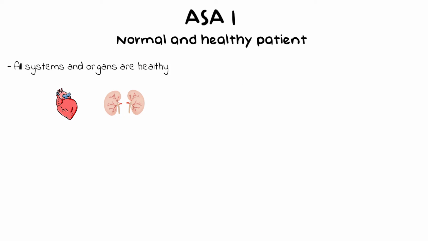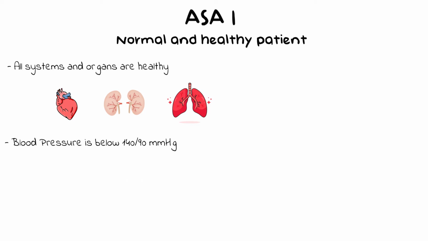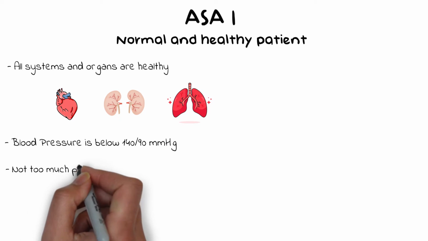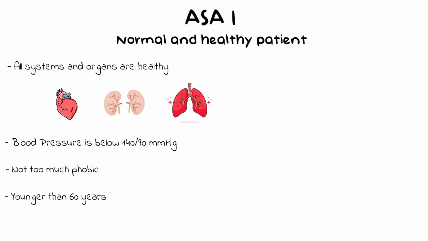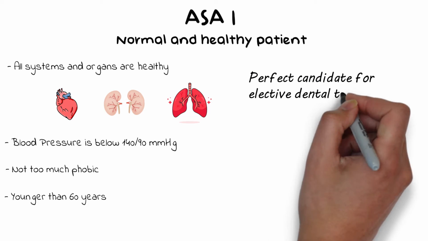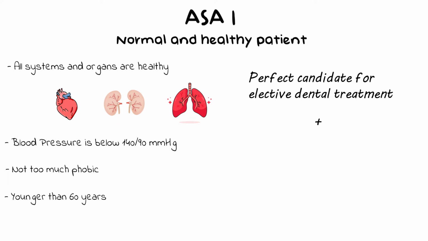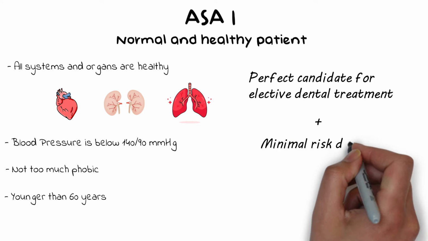So ASA 1 patients are normal and healthy, meaning that all the systems and organs, such as the cardiovascular system, excretory system, and respiratory system of the patient, are healthy. The blood pressure is also below 140 by 90 millimeters of mercury. The patient is also not too phobic and is younger than 60 years. Then the patient will be classified in the ASA 1 category. A patient in the ASA 1 category is a perfect candidate for elective surgical or dental care with minimal risk of an adverse medical event occurring during the treatment.